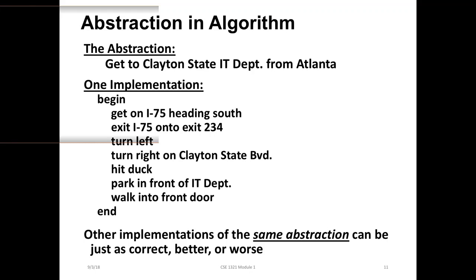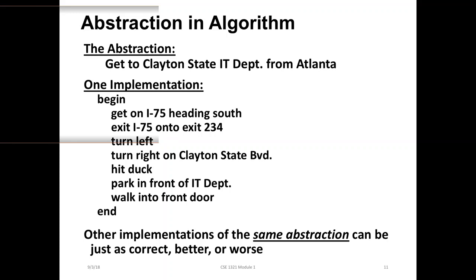In abstract, our problem is defined in an abstract way, or sometimes our solution is defined in an abstract way. If I tell you that this is a way to go to Clayton State University from downtown Atlanta, there could be multiple ways, multiple directions, to go from one place to another. This may be one way. This could be one kind of implementation of this abstract solution, right?